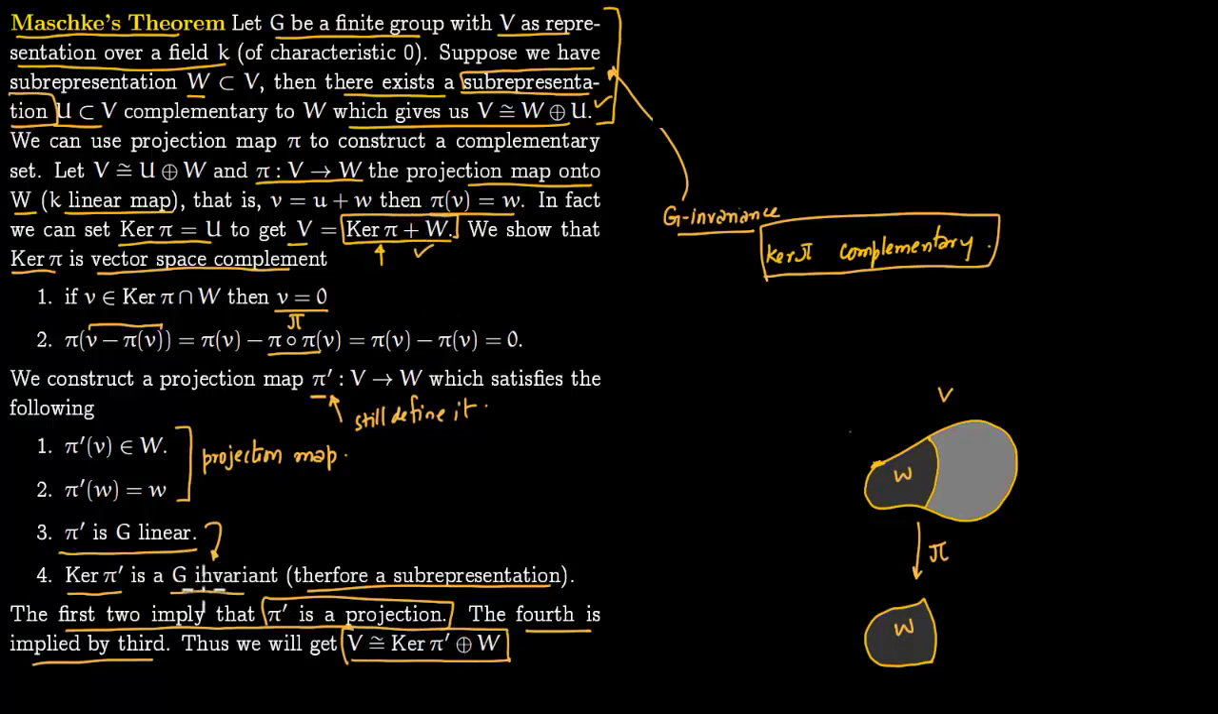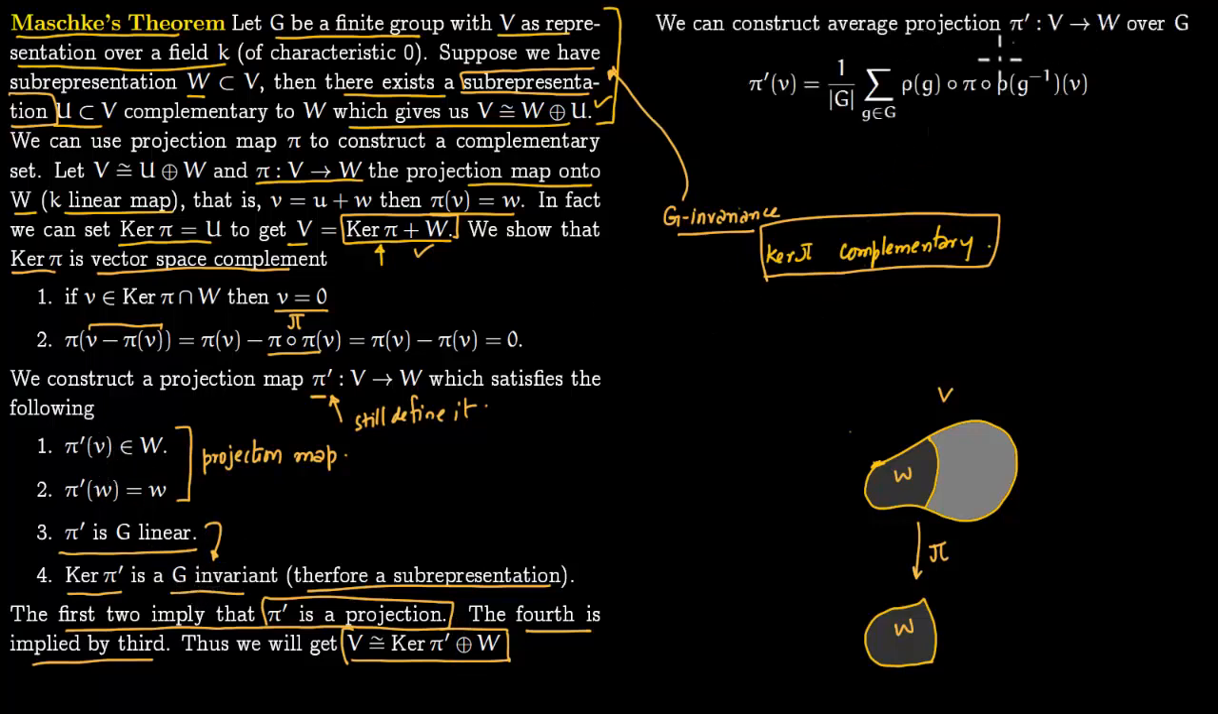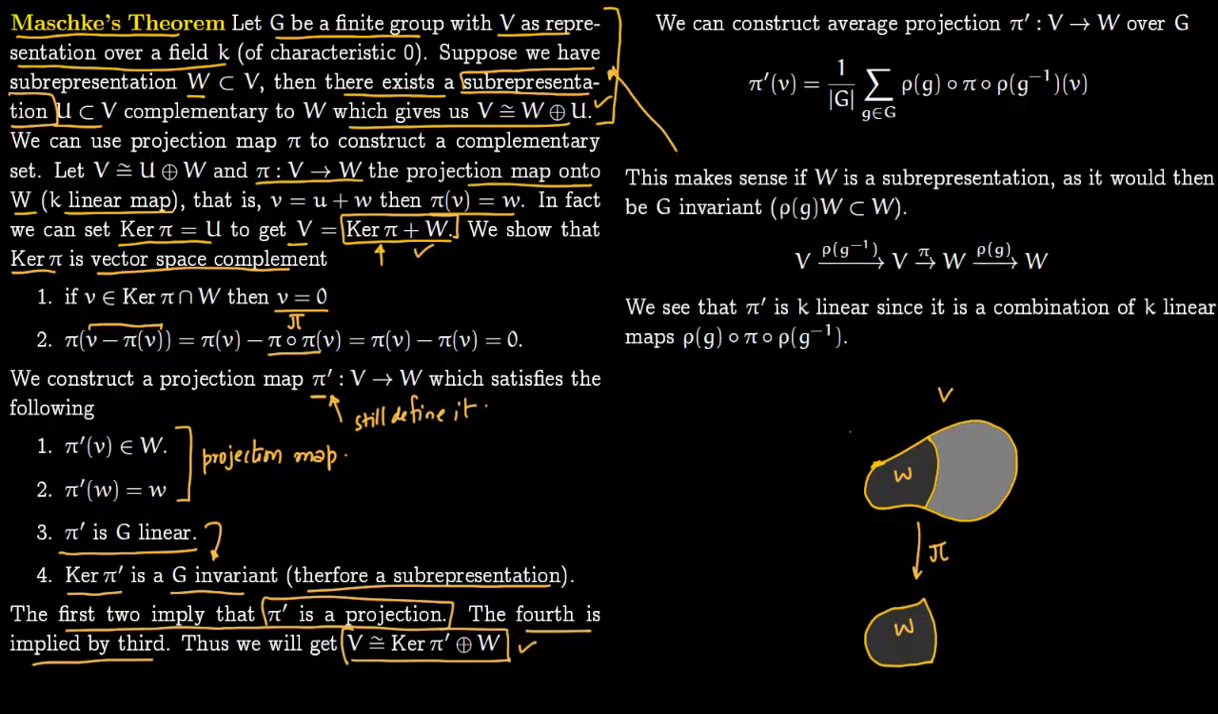So let us start by first defining what pi prime is. Pi prime is some kind of an average of the projection. So pi prime of v we define like this: 1 over the number of elements in G, then you apply rho of g here and rho of g inverse here, and this is your vector v. So now we have to check all these 4 properties so that our theorem holds. So now we want to first prove this number 1 here.